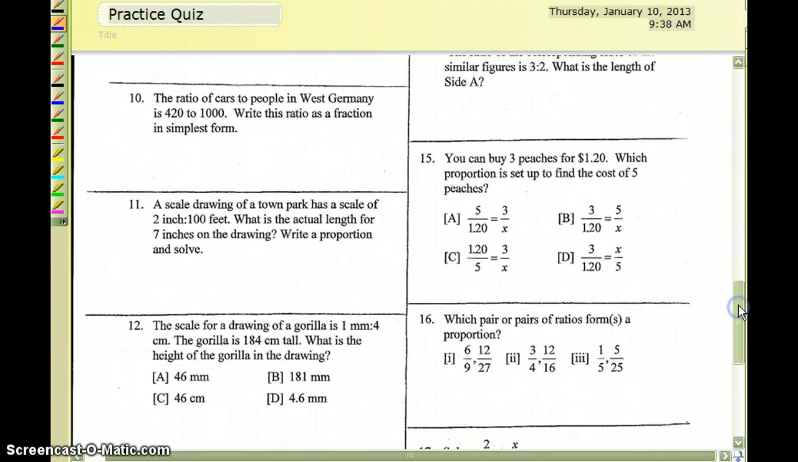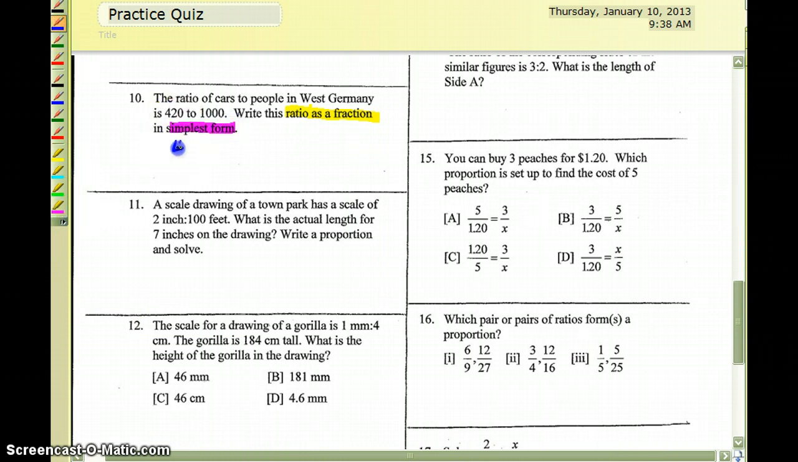Number 10, you're simply writing this situation here as a ratio. I'm going to highlight that. And it says the ratio is a fraction. There's your clue. Make it a fraction. There's clearly two numbers here. I just turn it into a fraction. It tells me to write it in the simplest form.